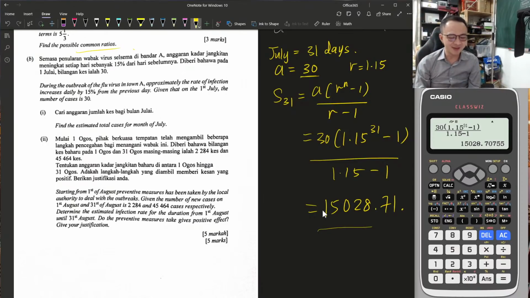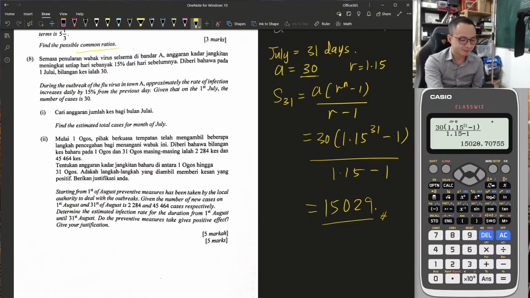But because this is a number of cases, I don't like to put the number of cases in decimal. So I will just round off to say it's close to 15029 cases. Because 0.5 cases means what? Half of a person actually got the virus? Or 0.7 cases means what? So I prefer to round them off. Alright, so okay, then we go to part 2.